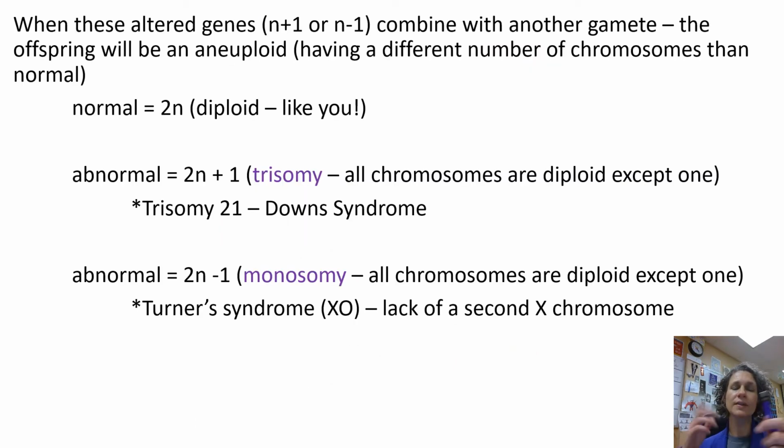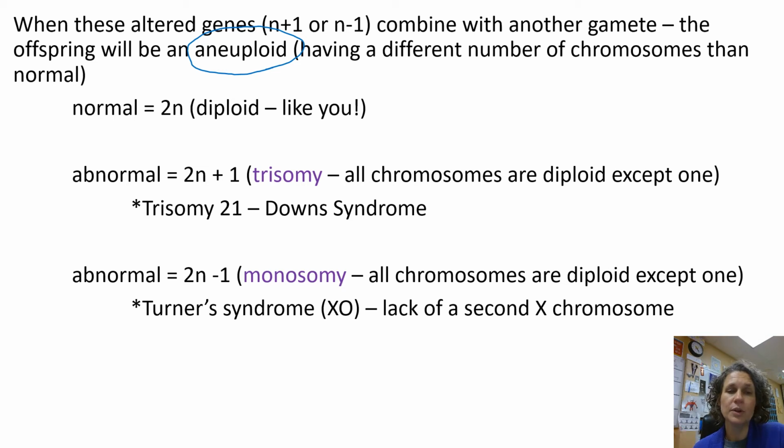Okay, so when these altered gametes, the N+1 or the N-1, combine with another gamete, so the normal one, the offspring will be what is called aneuploid. Aneuploid means your number of chromosomes is just different than normal. So remember, normal we designate as 2N. That's called diploid. That's what you guys are.